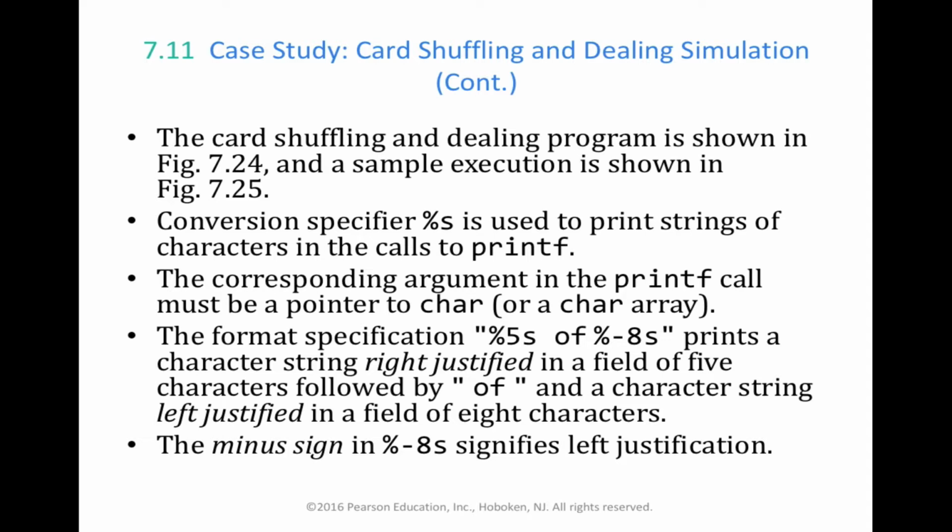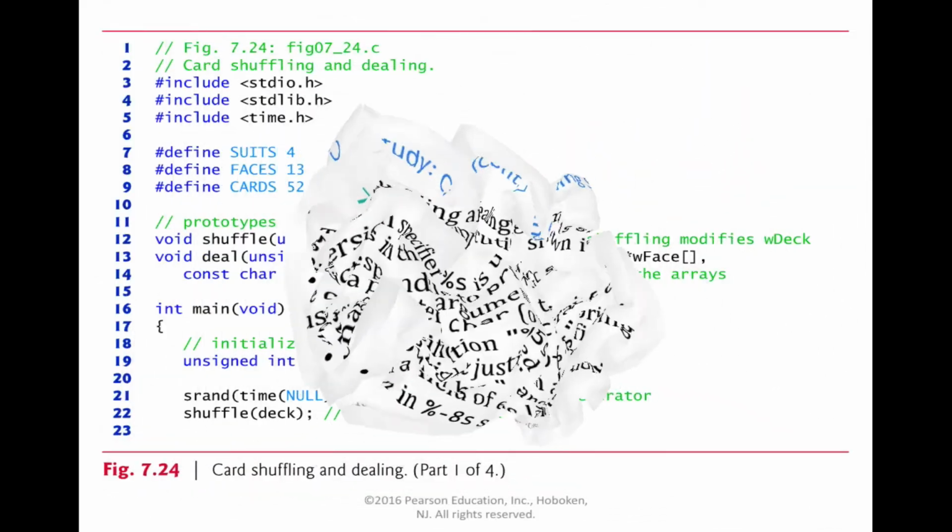We're using the format conversion specifier %s to print the strings. The corresponding argument to the printf call must be a pointer to a character array or a character array. The format specification %5s followed by %-8s prints a character string right justified in a field of 5 characters, followed by a character string left justified in a field of 8 characters. The minus sign means left justification. No sign means right justification. That means leading versus trailing spaces.